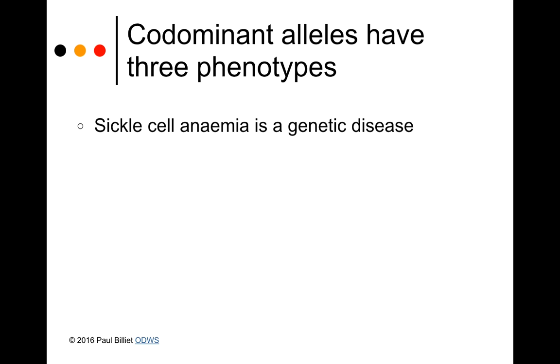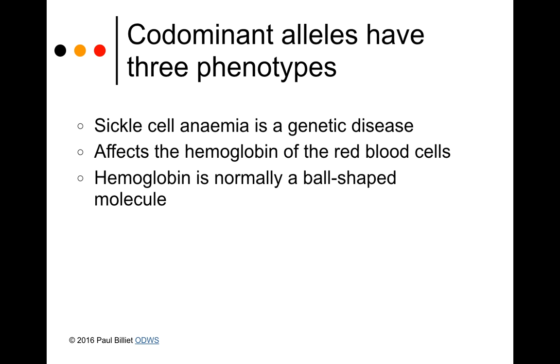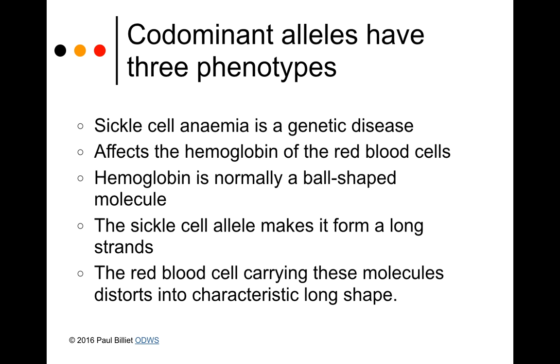Sickle cell anemia is a genetic disease, and that's an example of a codominant disease. It affects the hemoglobin of the red blood cells. The hemoglobin is normally a ball-shaped molecule, but when the sickle cell allele is present, it forms a long strand. Then the red blood cell carrying the molecule is distorted into a characteristically long shape.